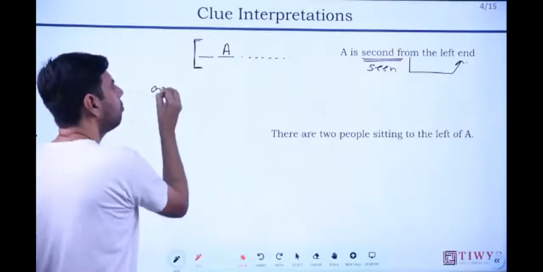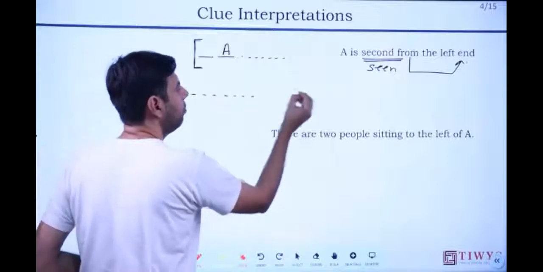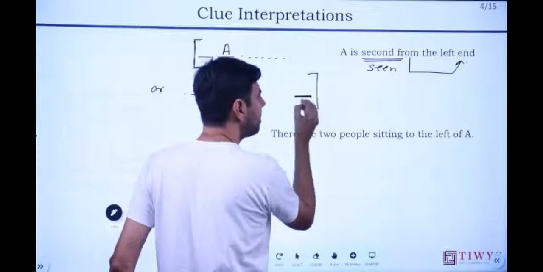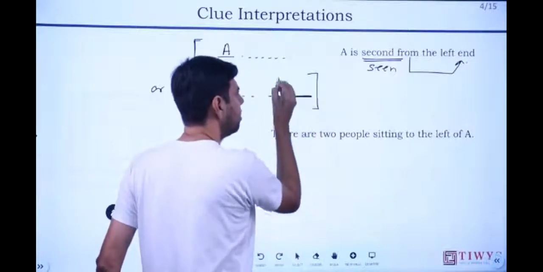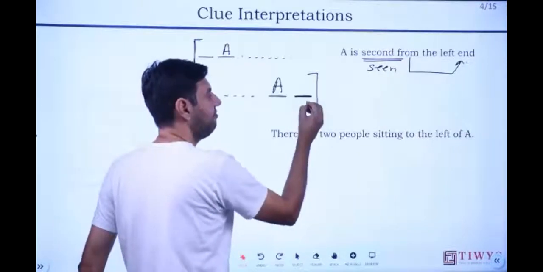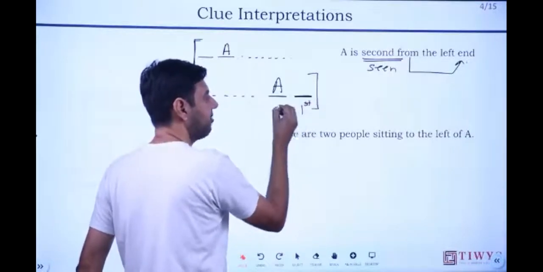Or it could also be at the right end. We don't know, so which end? This is the right end. So remember, this is the first place from the right end, this is the second place. So A is in the second place from the right end.